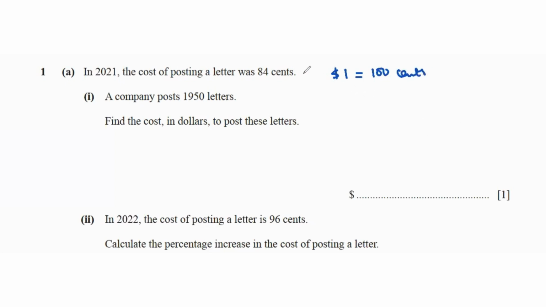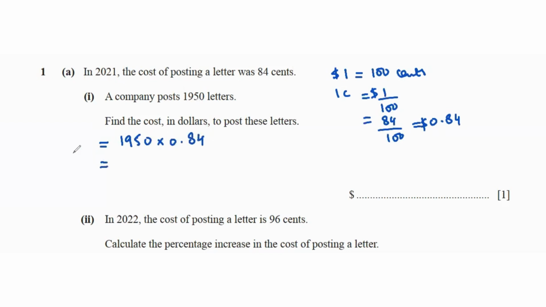So to convert 84 cents into dollars, 1 cent is going to equal 1 over 100 dollars, which means we do 84 over 100, which is $0.84. So to find the cost of posting 1,950 letters, you multiply 1950 by 0.84, and that is going to equal $1,638.